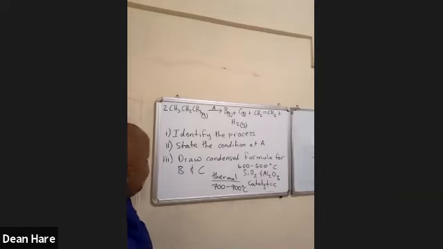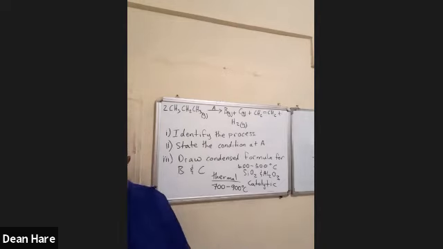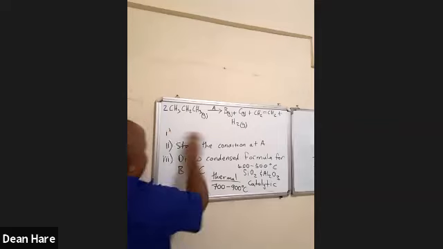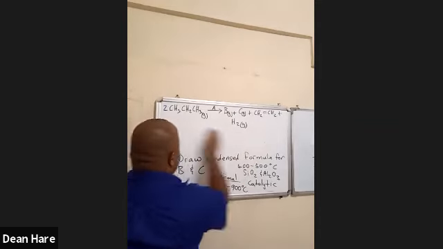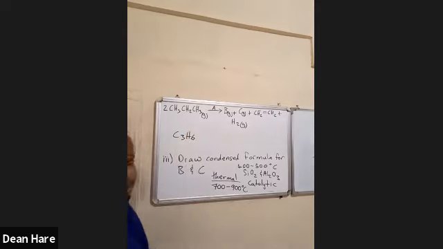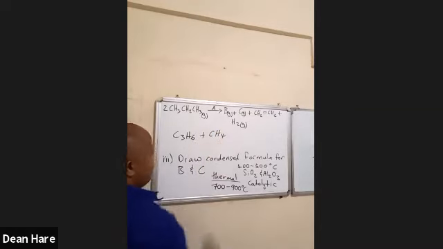What I'm interested in is to see who can tell me what B and C is. For B, I had propene. Propene, all right. It's a propene, C3H6. And for C, I had methane. All right. Methane. Yes, that's what I have too.